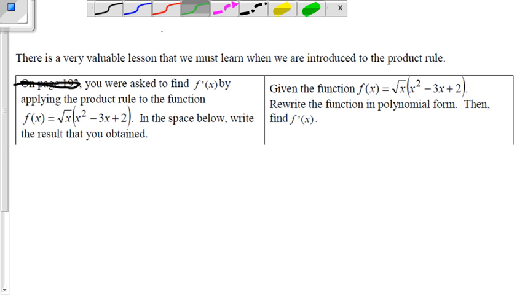Unit 3, Day 19, Notes, Part 4. So this is a very valuable lesson that we must learn when we are introduced to the product rule.